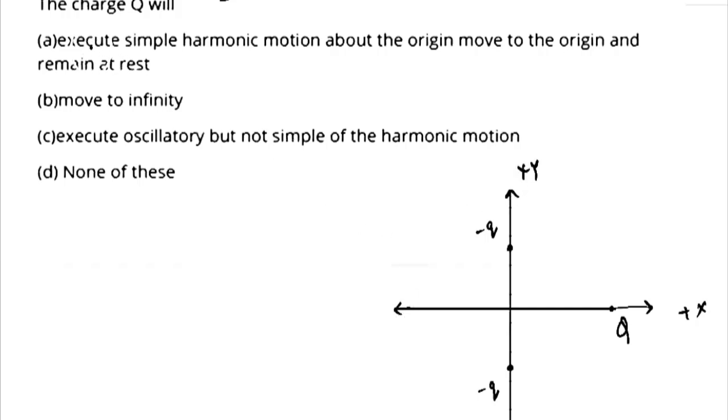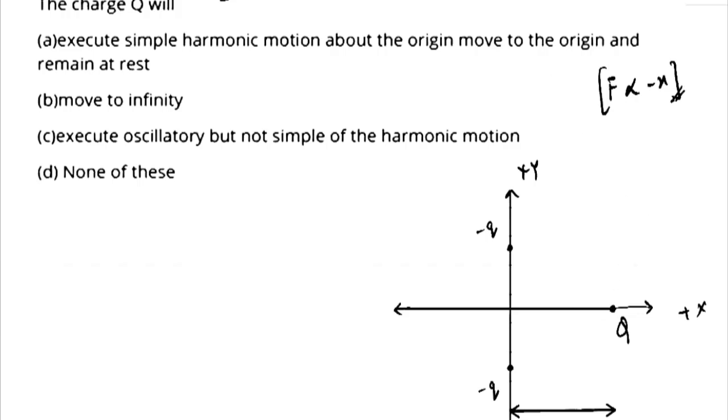Now in option 1, we have to check whether this charge q will execute simple harmonic motion about the origin. Before that, let's check what forces are acting on this charge plus q. Let the distance between the y-axis and charge q be x. Although its position is given as 2a, first of all, for SHM we have to check whether the force is proportional to minus x or not. This is the primary condition for SHM, so let's check that.